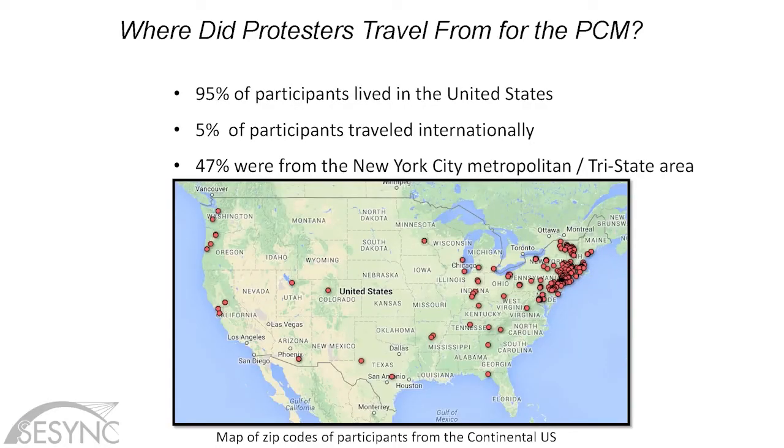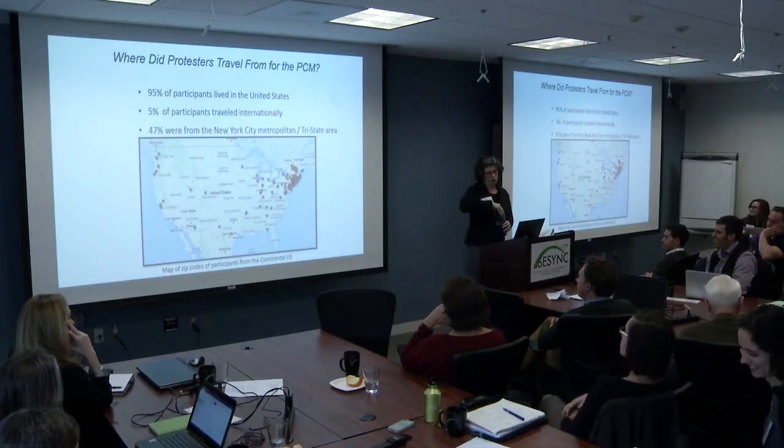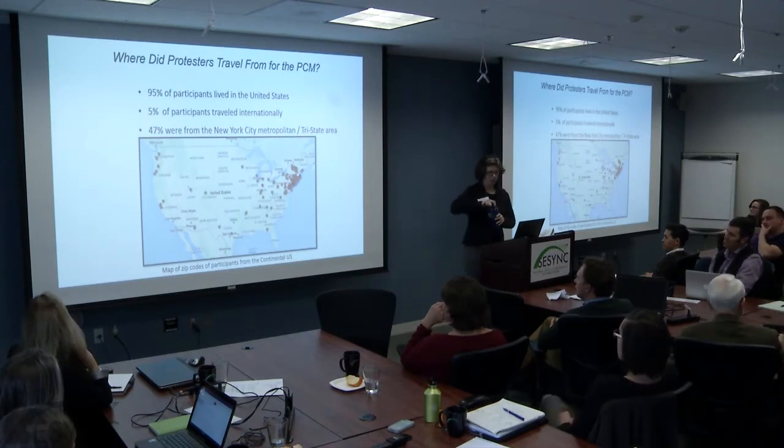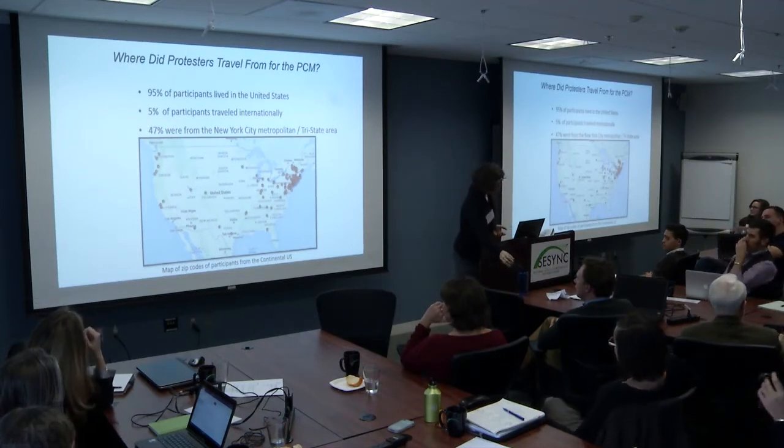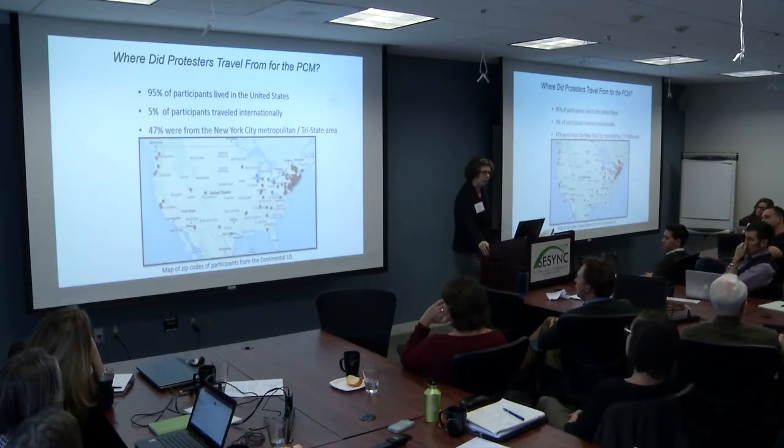One of the things we're able to tell based on these data is where the protesters came from. The PCM is the People's Climate March, which is a march that happened 2 Septembers ago. Of the people whom we did sample and who filled out the survey, we found that 95% of the participants lived in the United States, and 5% of them traveled internationally.